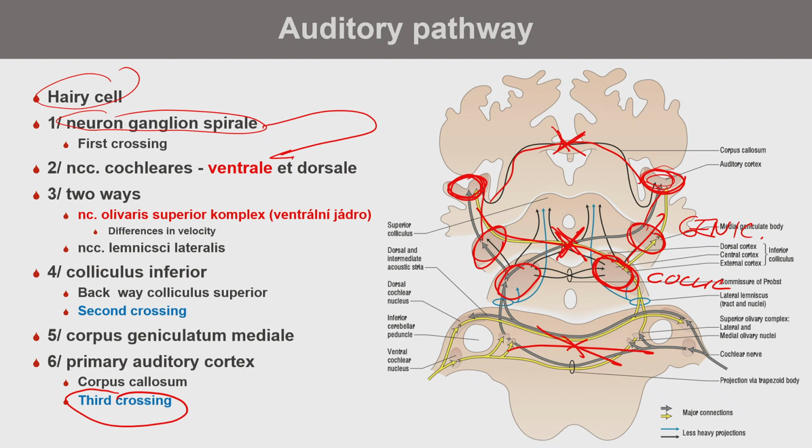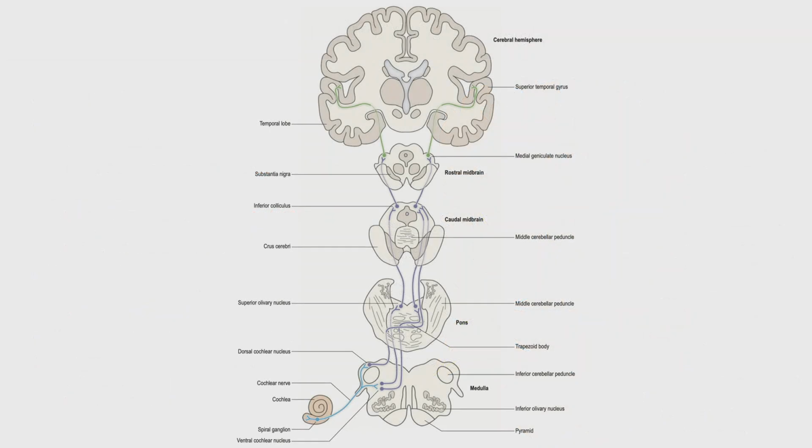So this is important. Please remember that for blindness of one eye, we should have the lesion of one part, but the compensation of both sides is made by the 3 crossing of the information in the auditory pathway.